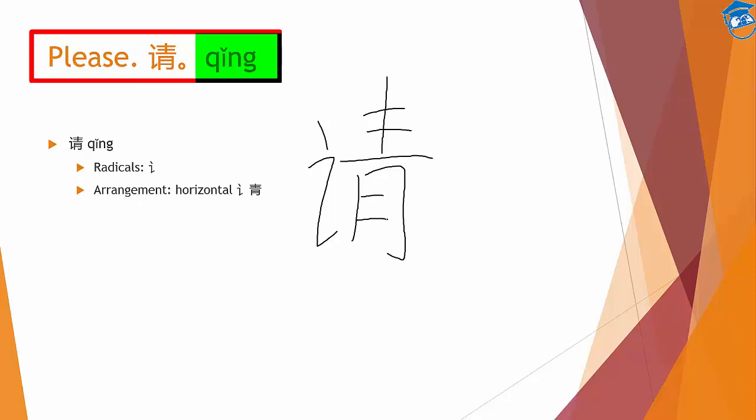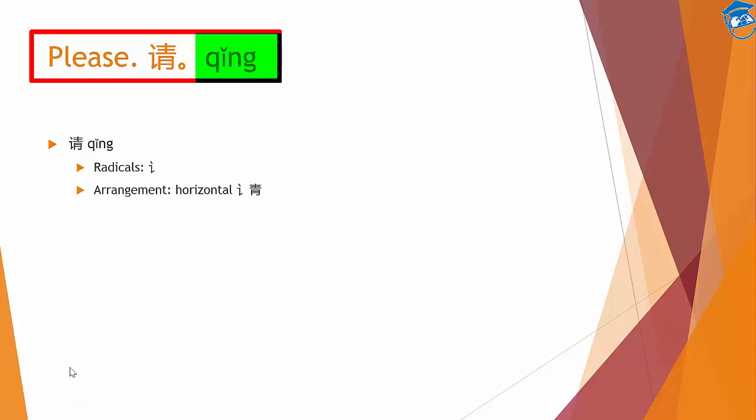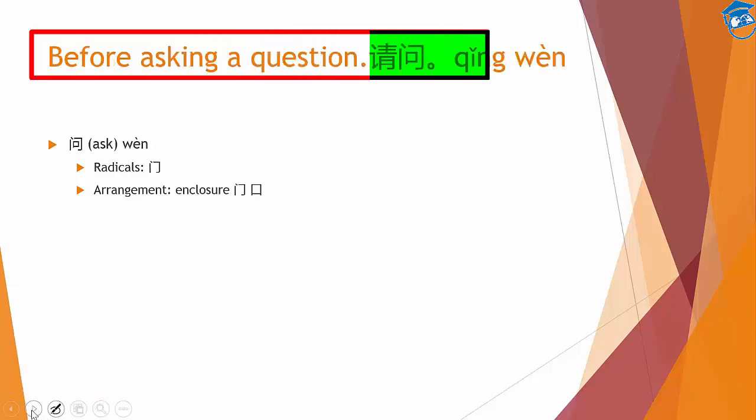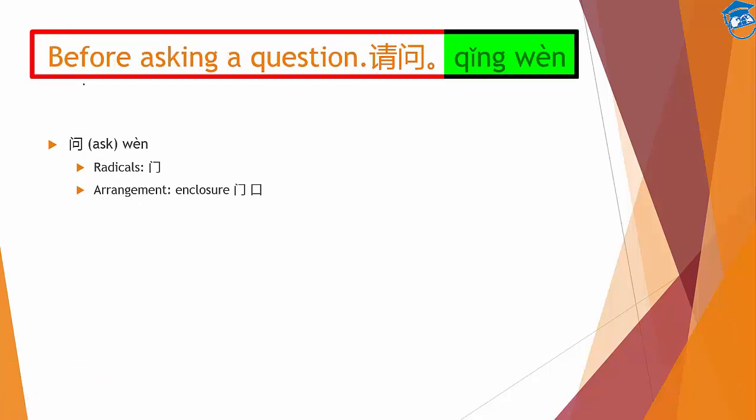Okay, this is the word 请. The next one. Okay, this is used before asking a question. 请问. So for example, you want to ask, where is the clinic? How can I get to the bus station? Before asking a question in Chinese, it is polite to say 请问. Okay, just to be polite.